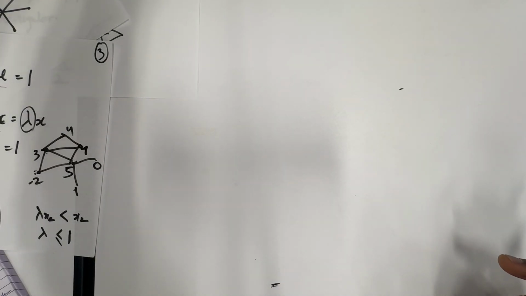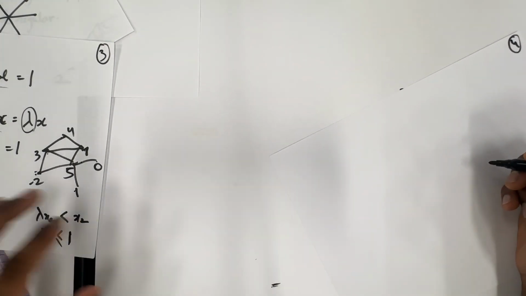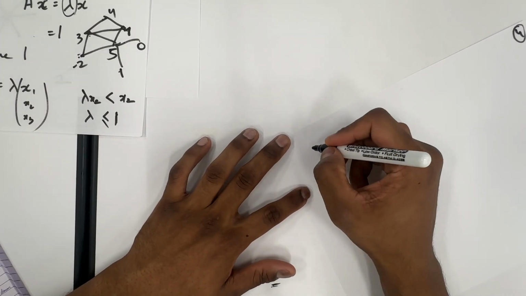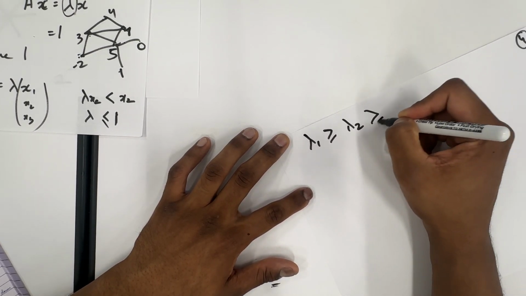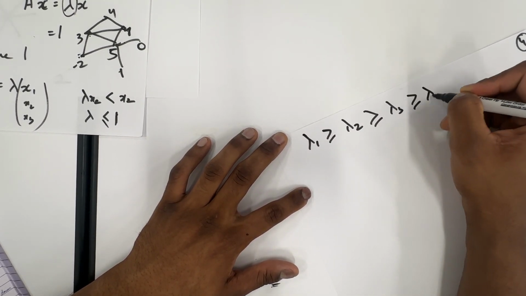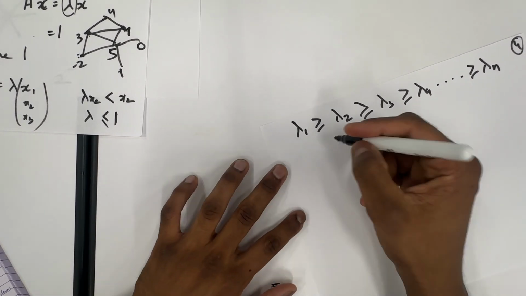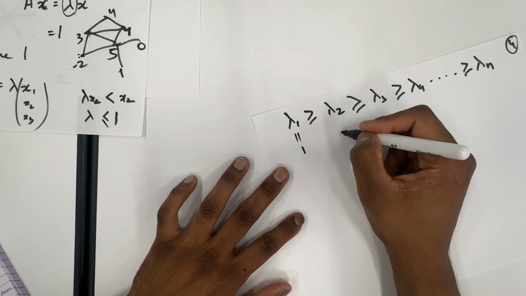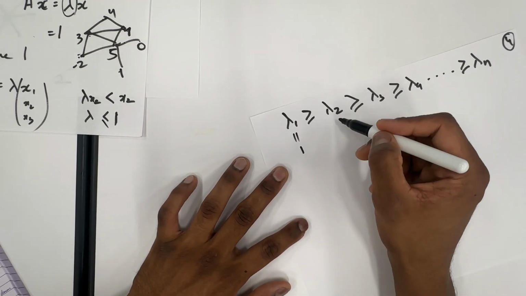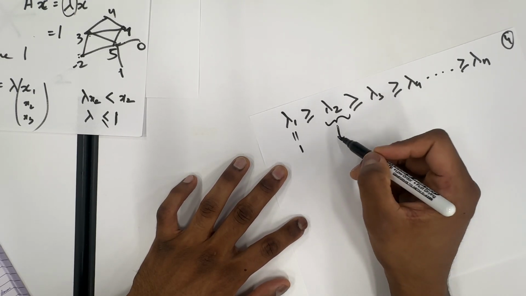So let's say I have a graph, I have its adjacency matrix, and I calculate its eigenvalues and put them in order. So lambda 1 greater than or equal to lambda 2, greater than or equal to lambda 3, greater than or equal to lambda 4, and so on, down to lambda n. Lambda 1 has to be 1. Lambda 2 has to be some number less than or equal to 1, right? I don't know how yet, but we'll see.